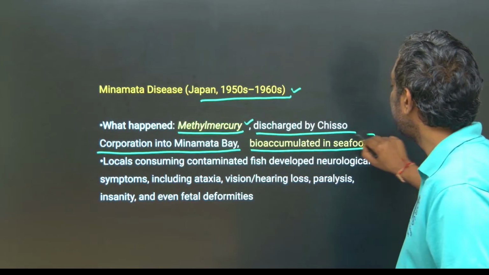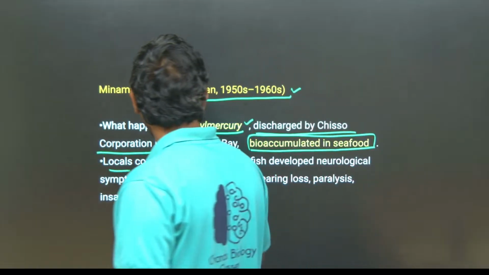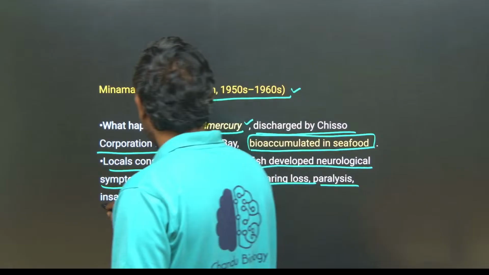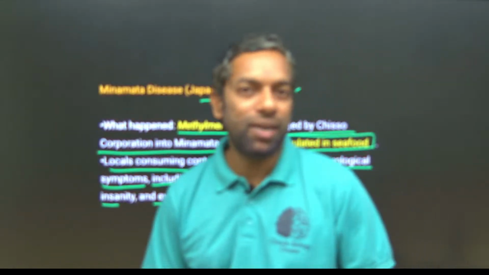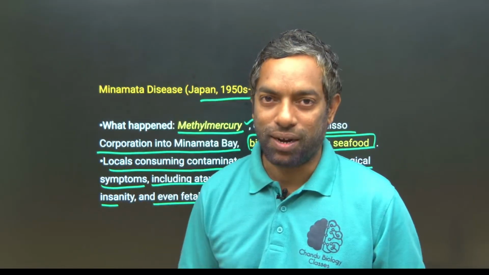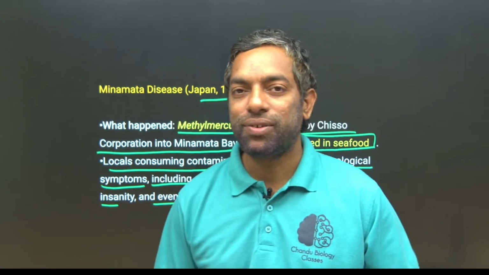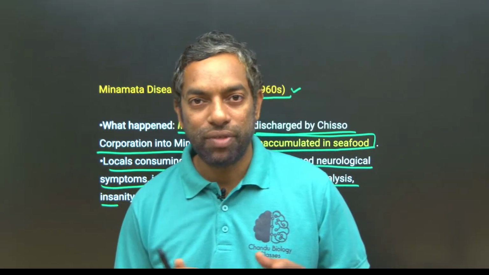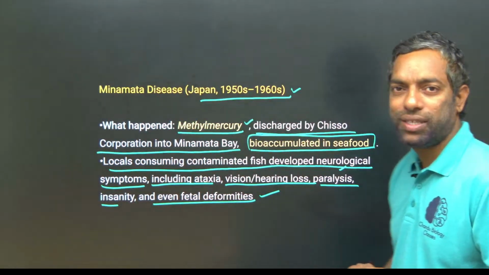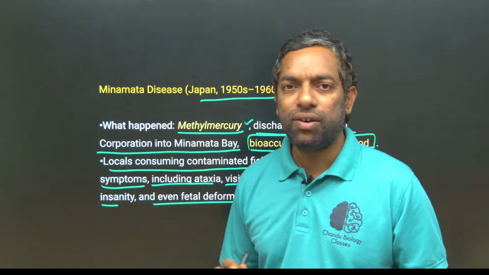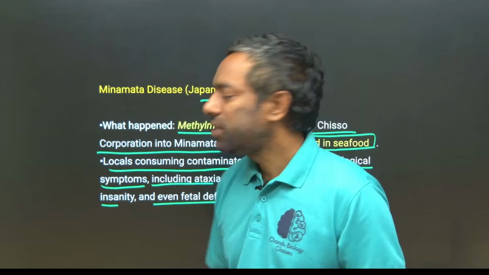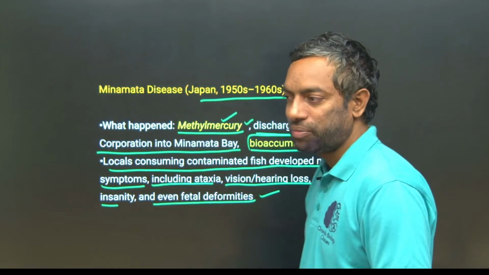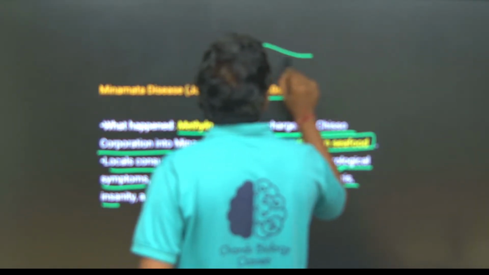Bioaccumulation in the seafood. Locals consuming contaminated fish developed neurological symptoms including ataxia, vision and hearing loss, paralysis, and even fetal deformation. Guys, Minamata disease took place in Japan. The fish grown in the bay, a water body, were eaten by the people. They got severe neurological problems like hearing loss, vision loss and paralysis. It took place because of bioaccumulation of the chemical methyl mercury in seafood. Guys, just look at this. This is the fish.